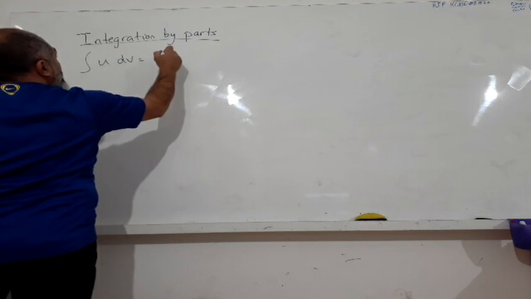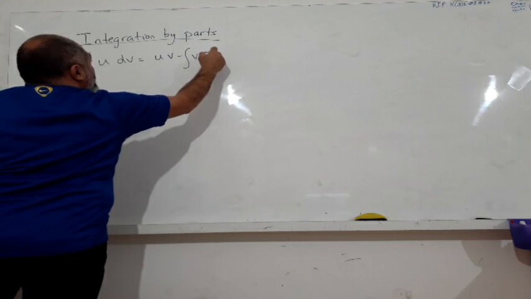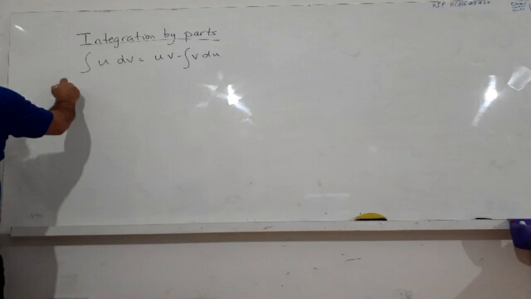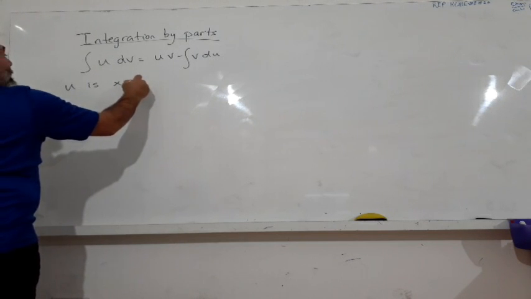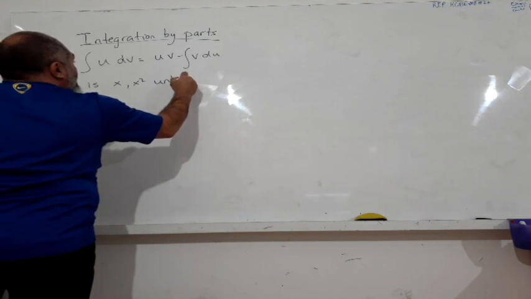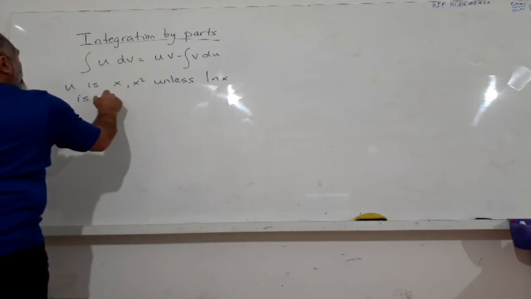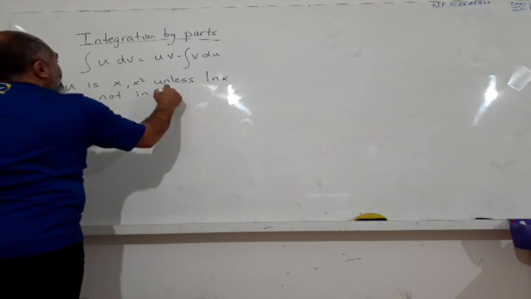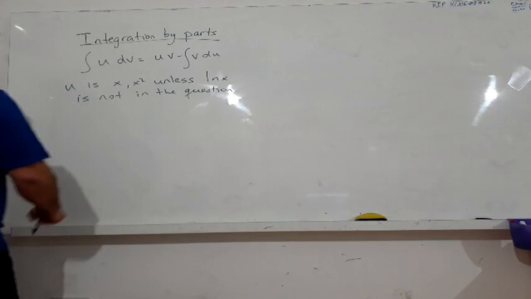And u is x squared, unless ln x is not in the question. If ln x is there, u is always ln x. Example 1.